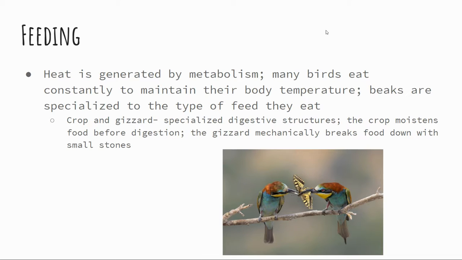Feeding. So heat is generated by metabolism, and many birds eat constantly in order to maintain their body temperature. Their beaks are specialized to the type of food that they eat. They have two specialized structures for digestion, which are the crop and gizzard. The crop moistens the food before digestion, and then the gizzard mechanically breaks food down with small stones, and this is why it's not uncommon to see birds around gravel areas eating small stones. It is used to grind up the food in their gizzard.